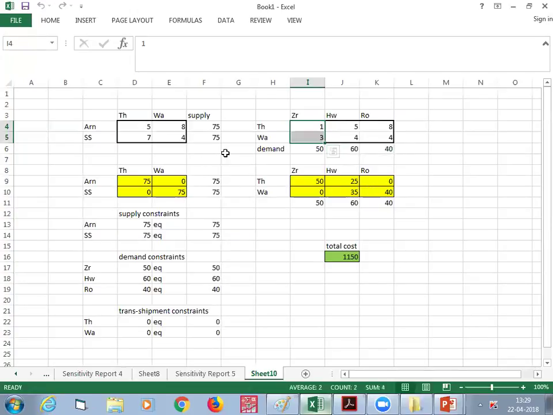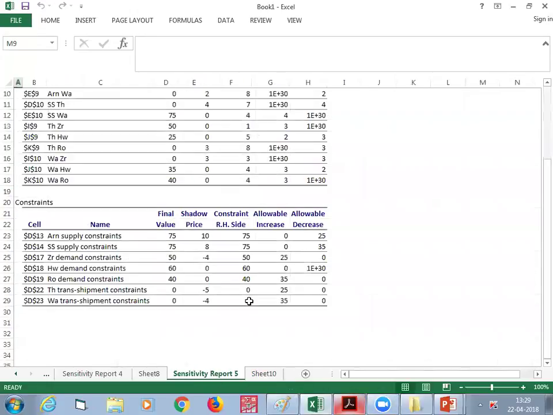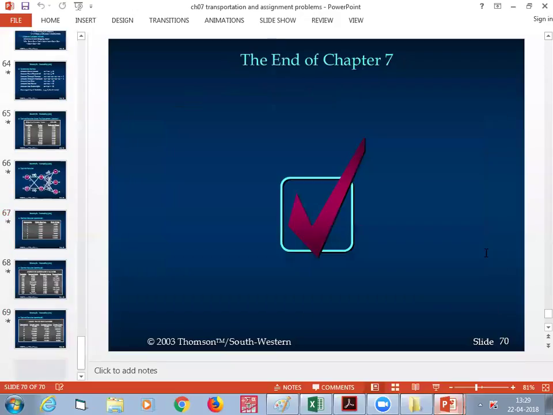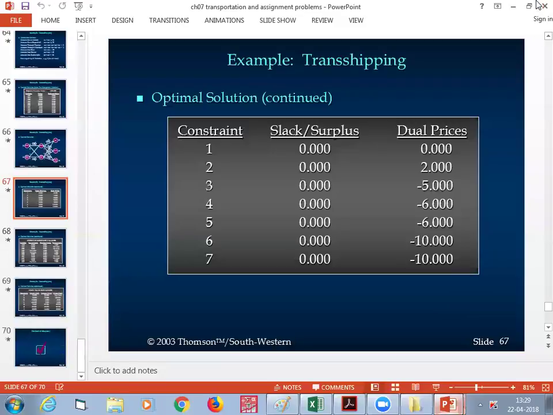Generally, supply points also, when we have higher supply, the cost decreases because the supply can be rerouted to a lower cost. Whichever has lower cost, we'll reroute and get. So generally, supply constraints should have negative dual values. I don't know why this is positive. Okay, so that's the end of the chapter.